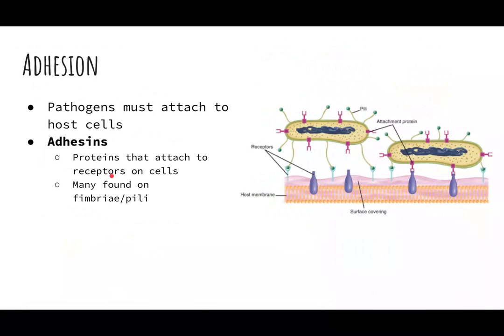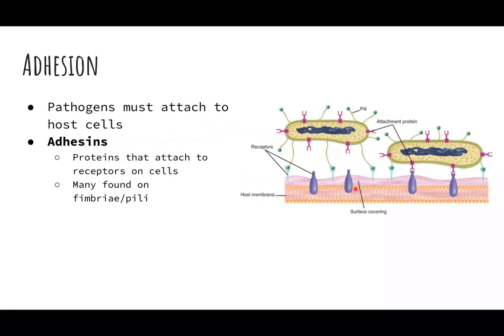Then we have adhesion. So adhesion is when pathogens are going to stick to your cells. So just because you get exposed to a pathogen doesn't necessarily mean you get sick. They need some way of sticking to your cells, otherwise your body is going to just wash them out. One way that cells can adhere or stick around is with these proteins called adhesins. So these are proteins that attach to receptors on your cells.